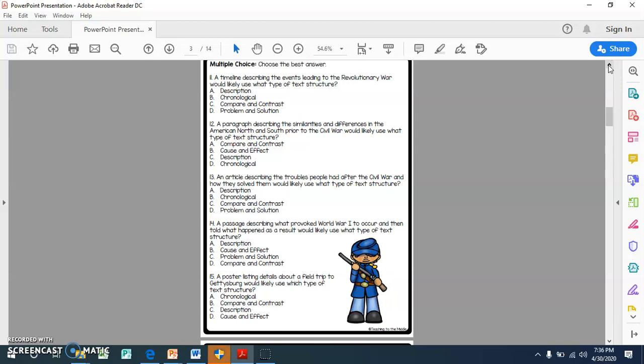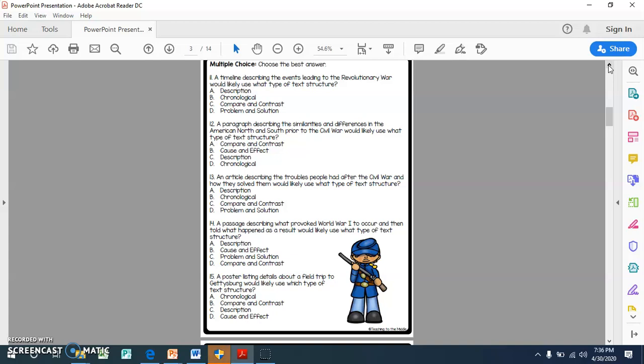We have some multiple choice. So for this one, I want you to listen as I read the question, and of course you can reread it, and then write the letter of the correct answer. A timeline describing the events leading to the Revolutionary War would likely use what type of text structure? A, description, B, chronological, C, compare and contrast, and D, problem and solution.